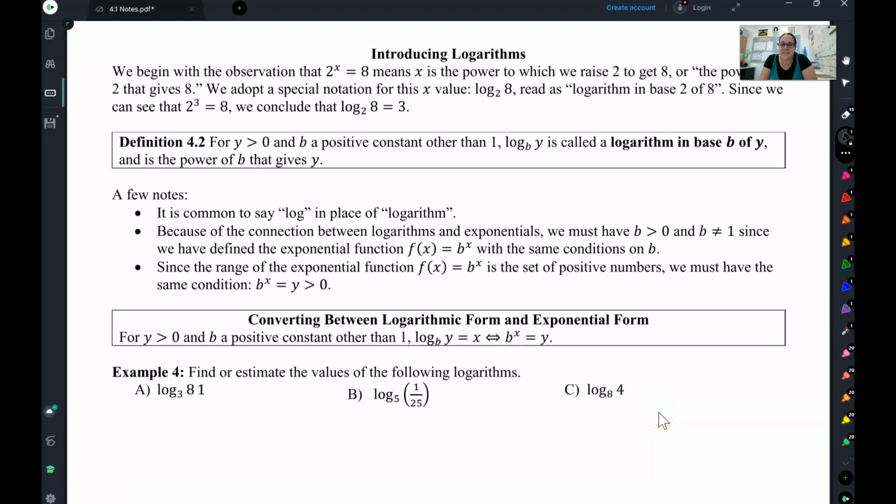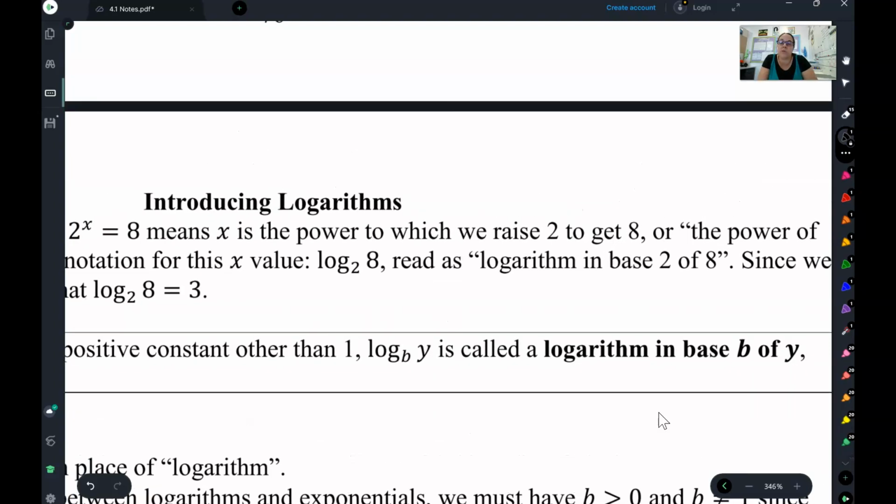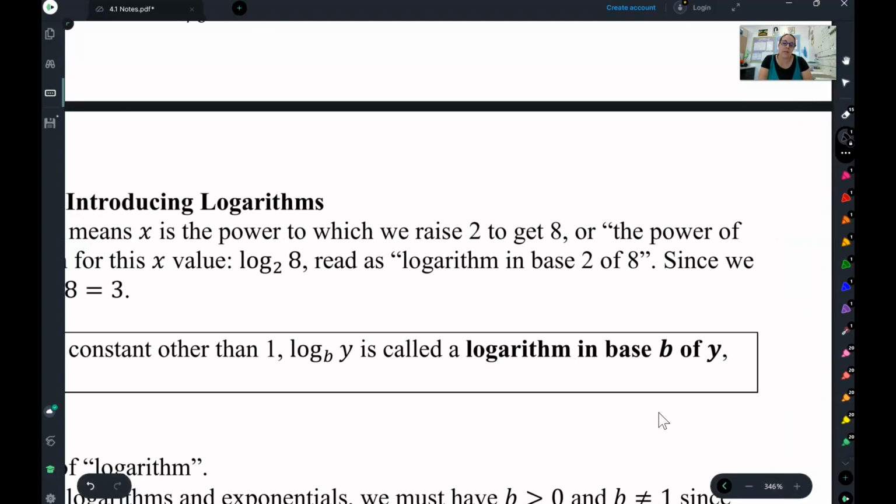Hi friends, let's introduce logarithms. Now the first conversation I'd like to have around logarithms is why we need them, which is a really good question and a conversation we should have. So let's talk about why we need logarithms.